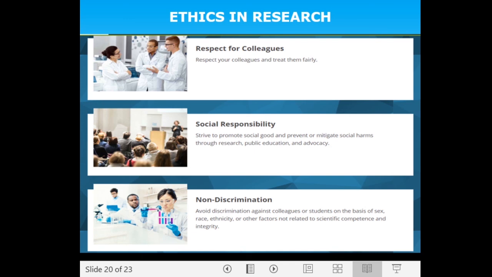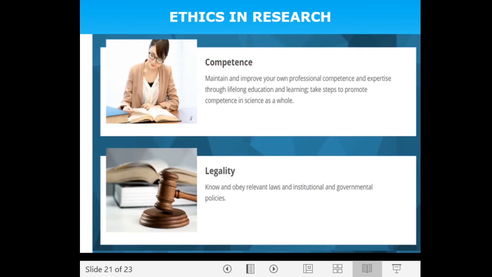Social responsibility, non-discrimination. There should be no discrimination. We see common discrimination, right? After the George Floyd incident, everyone is writing Black Lives Matter. That is a discrimination. Everyone should be treated equally. So there should be no discrimination in your research. You should not single anyone out. You have to refer to everyone in a respectful and honest way.